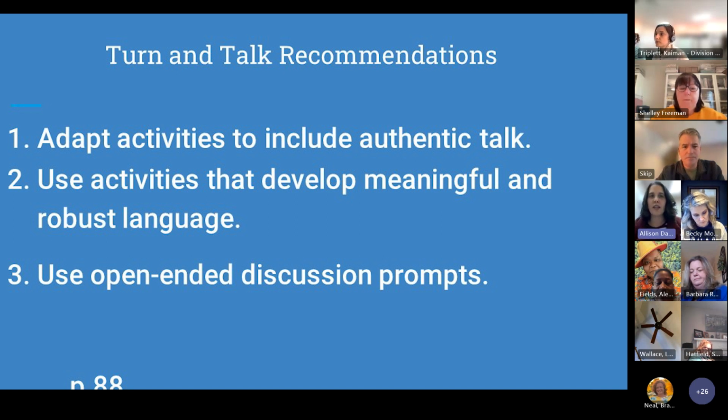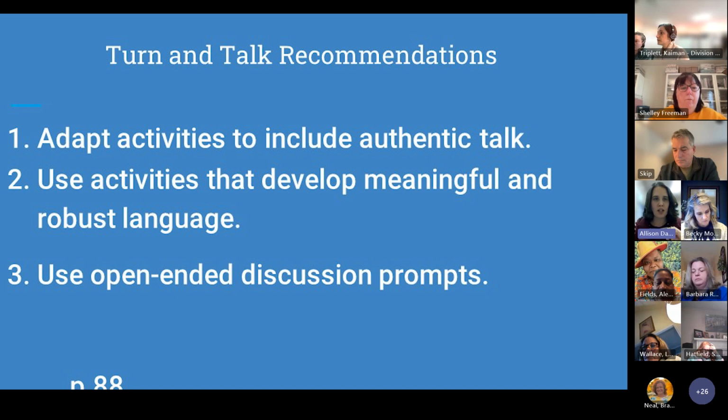Number 2 said to use activities that develop meaningful and robust language. Later in the chapter, there'll be several ideas and suggestions on how you can do that, but if we're spending the classroom time asking students to engage in this academic conversation, we want students to hear and use that content vocabulary or the target vocabulary for that lesson. Another benefit of these conversations is that students get to hear something explained in more than one way. So the teacher might say it one way. If you're in a small group, you might hear a peer say it a different way. So multiple exposures to the same vocabulary is really important.